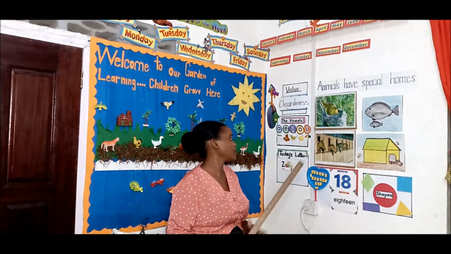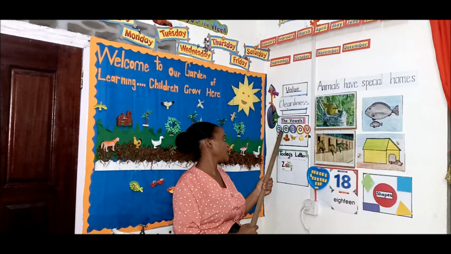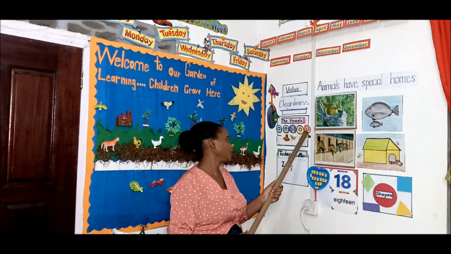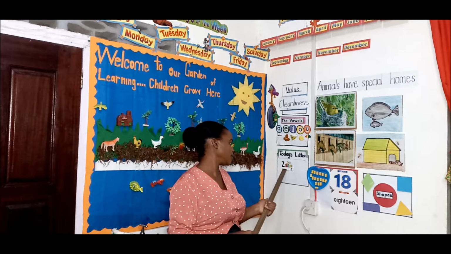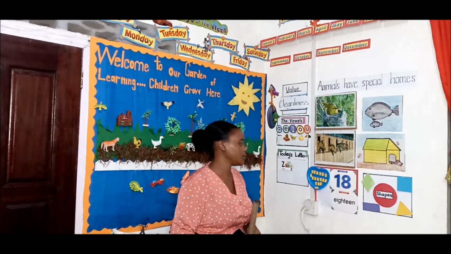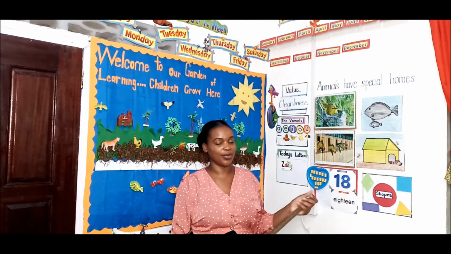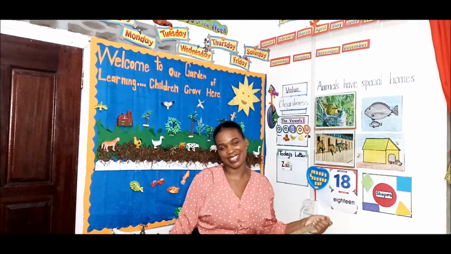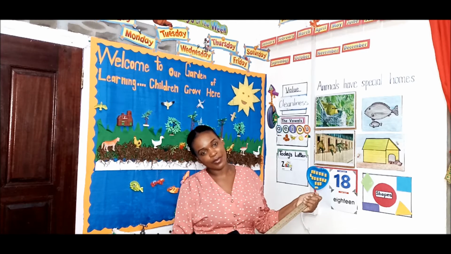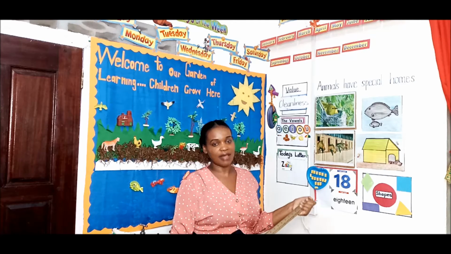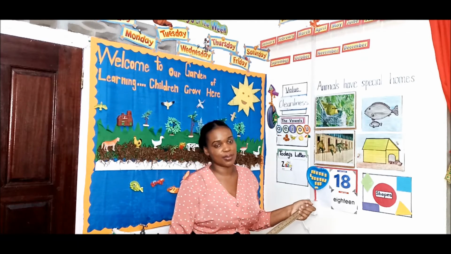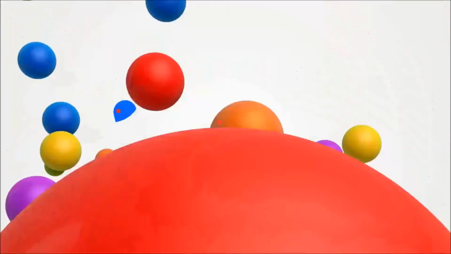Okay, boys and girls? Let's say the vowels A, E, I, O, U. We are talking about letter Z. So now we are going to listen to the song on letter Z, and we're going to sing along. Then we are going to have a look at our literacy worksheet. Okay, let's do that.